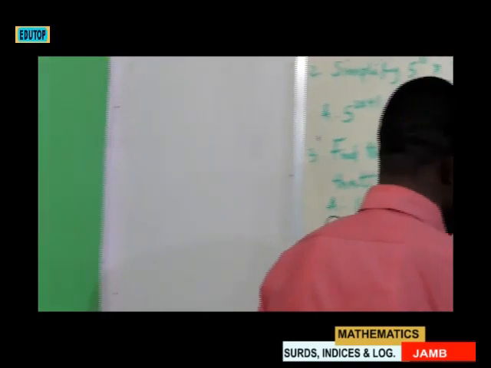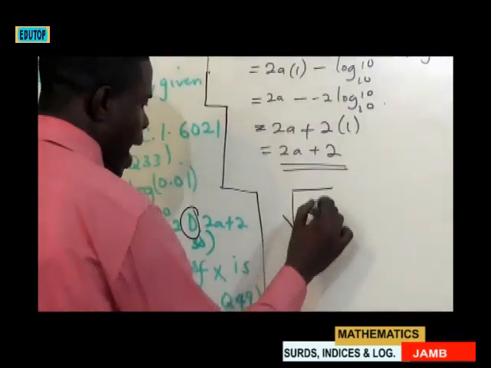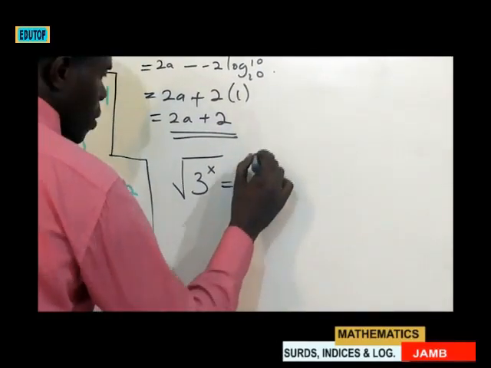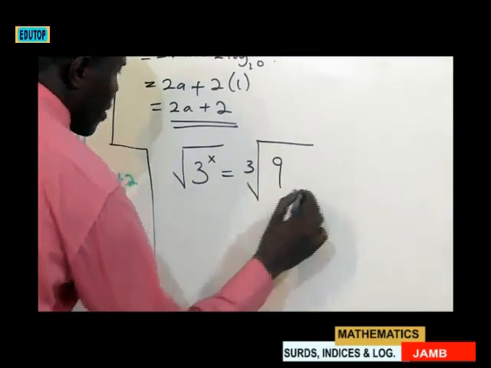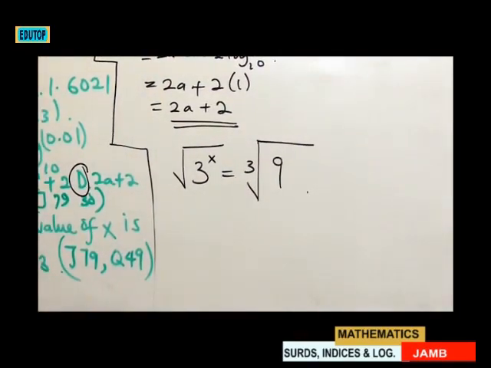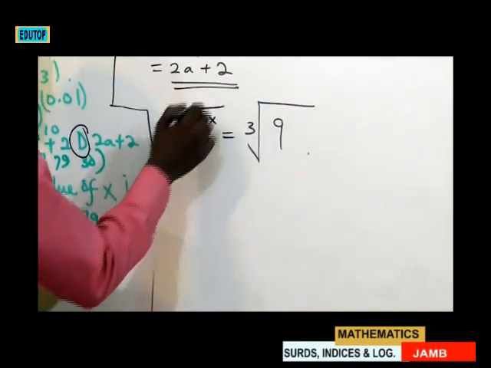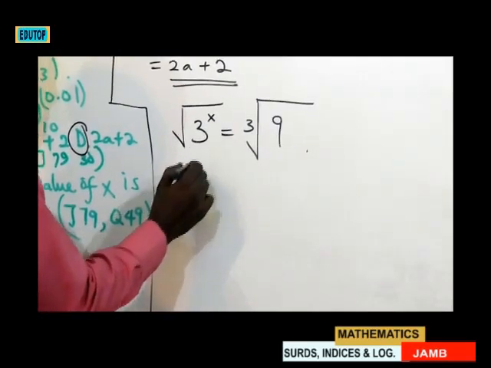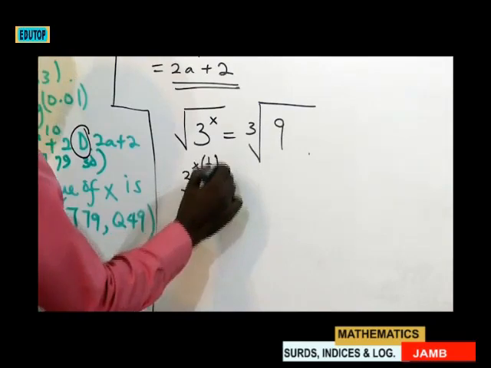So in this aspect, I have root 3 raised to power x equals to cube root of 9. And the question asks me to find x. I know that roots, automatically when you remove it, it becomes 1 over 2. So I have 3 raised to power x into 1 over 2. That's what it means.